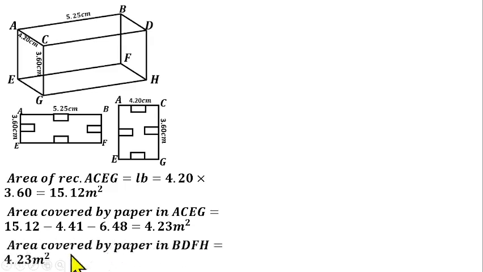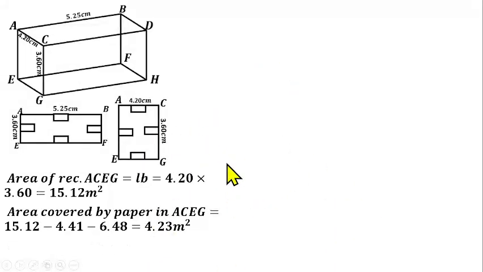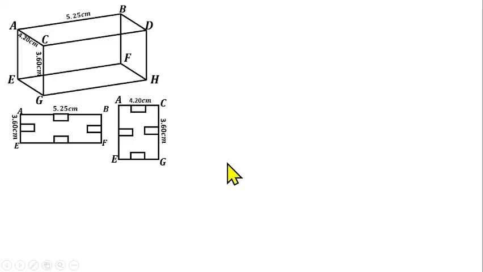So that means technically the area covered by the paper in BDFH will also be the same as what you have here, which is going to be 4.23 meters squared, because this side is equal to this side as well. So now that we know this, we can get the total area that will be covered by the paper, because that's what we have to find. Let's go back.